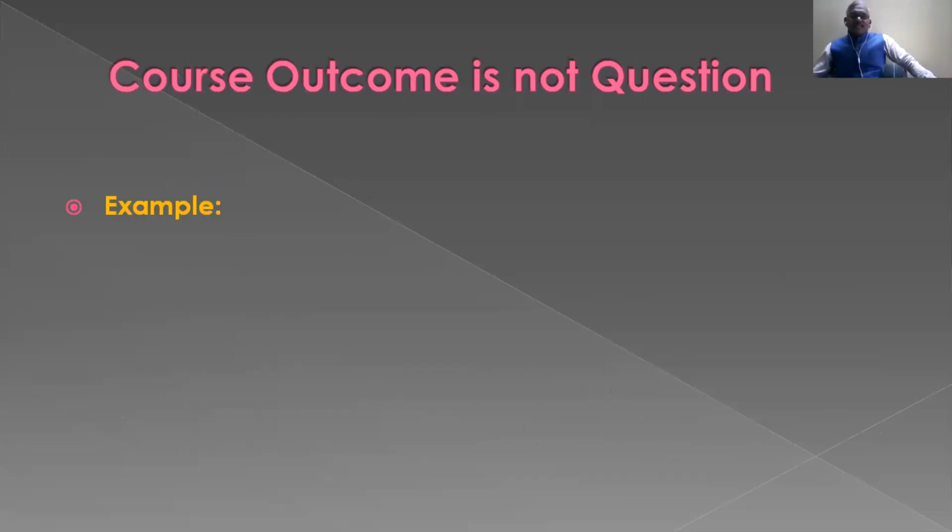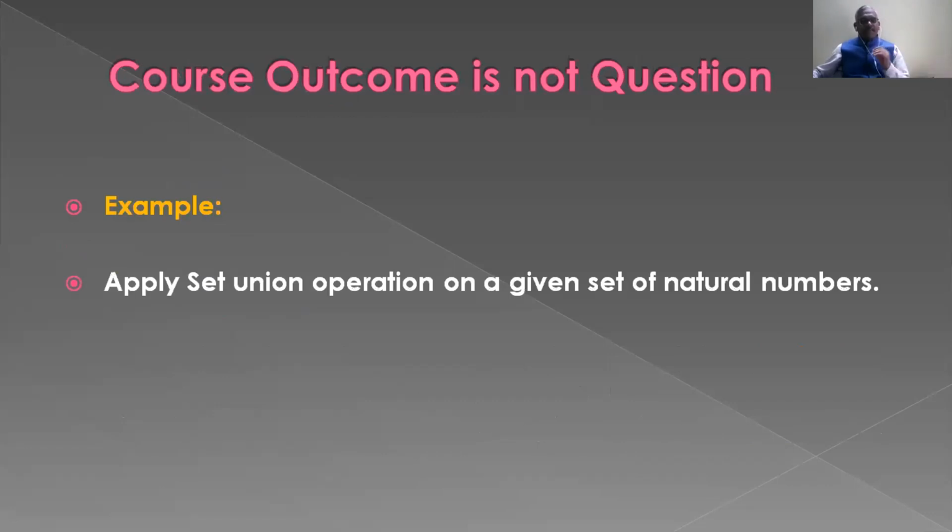Another most important thing is, you see, a course outcome is not a question. For example, let's look at this: "Apply set union operation on a given set of natural numbers." It is actually not a course outcome.